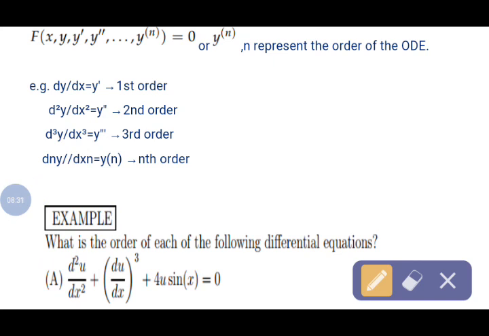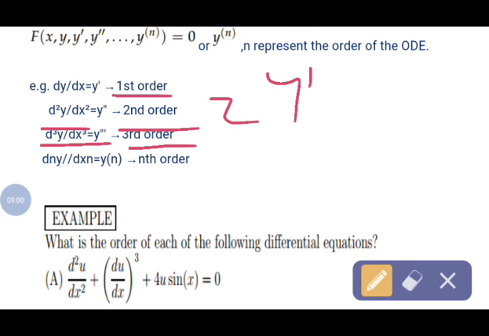Example 1: dy divided by dx, which is y first, represents a first order ordinary differential equation. In example 2, y is differentiated 2 times with respect to x. Therefore, the order of this differential equation is second order, or 2. In the third case, y is differentiated 3 times with respect to x. So the order of this differential equation is going to be 3.